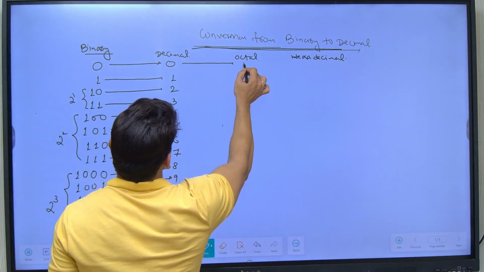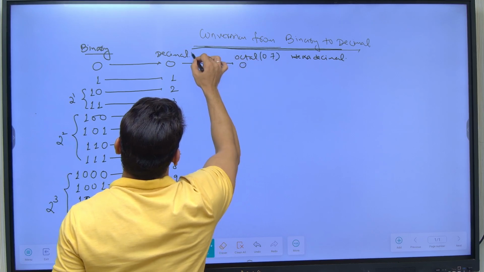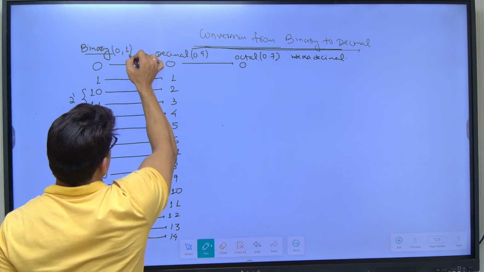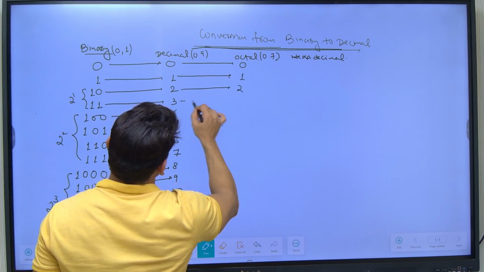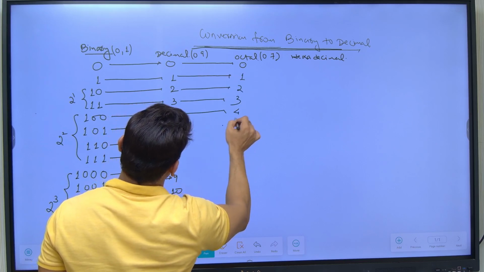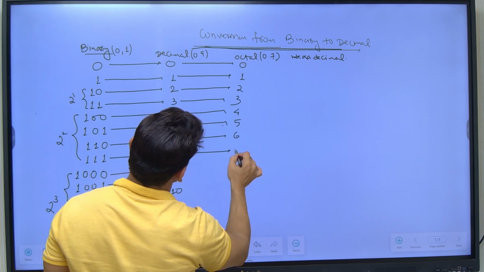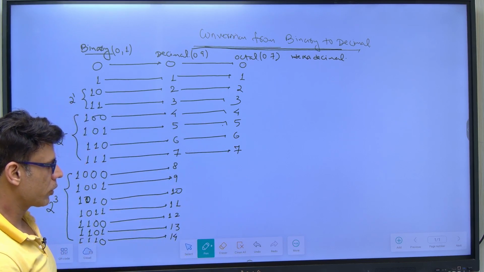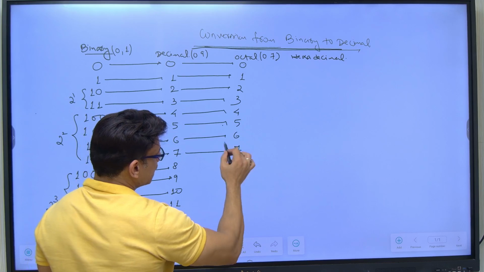In octal, what happened? Your first digit is 0. Octal means all the digits from 0 to 7 will be there. In decimal, all digits from 0 to 9 will be there. In binary, you have only 0 and 1. So 0, then you have 1, 2, 3, 4, 5, 6, 7. So in octal, you cannot write 8 because you have already taken 8 digits. There are 8 digits in octal. Next digit will be what?